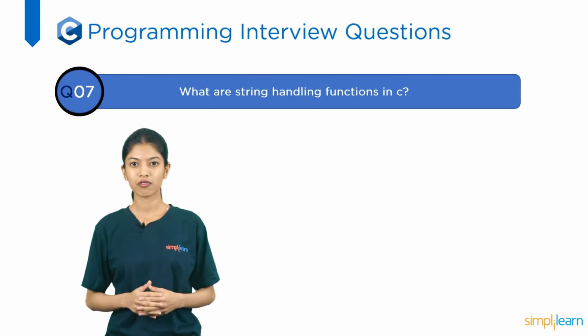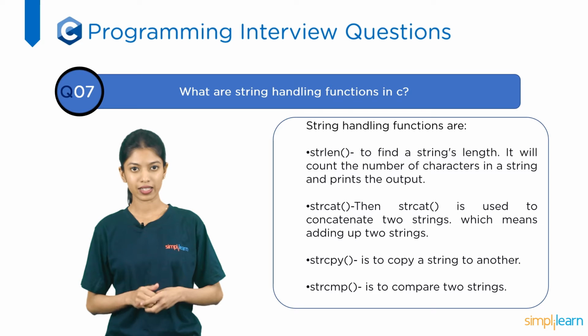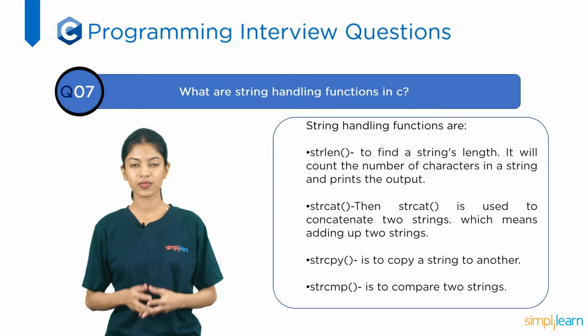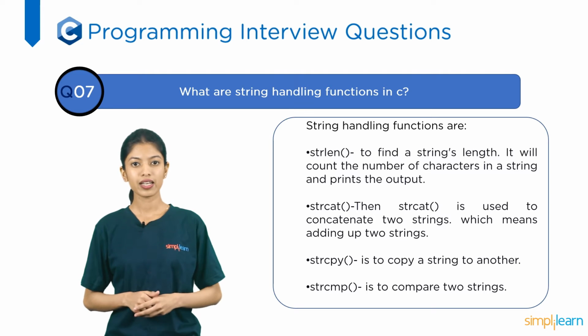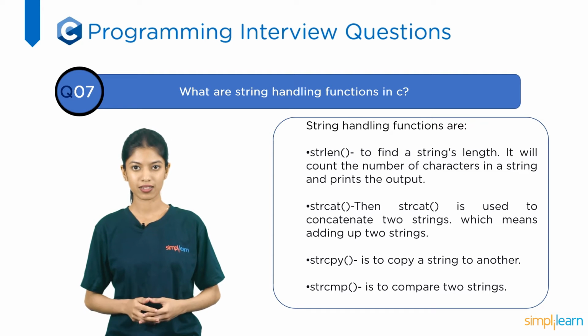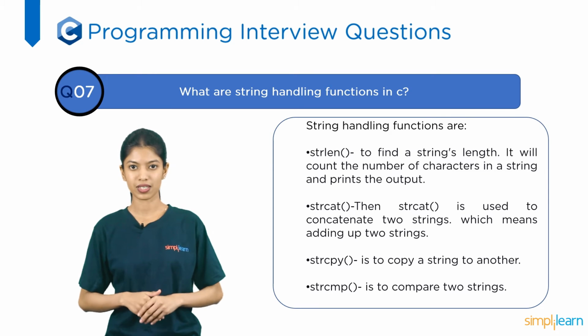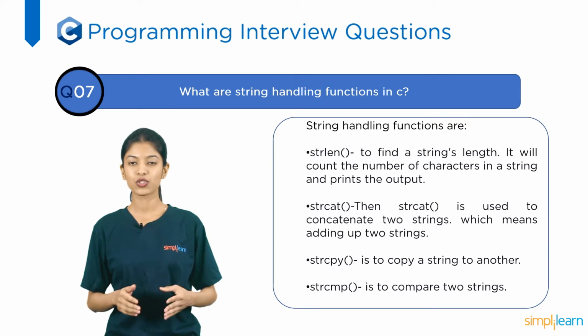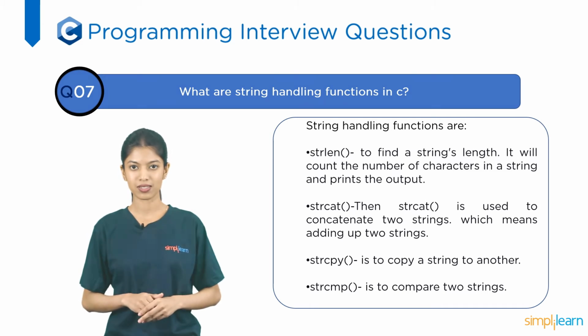What are the string handling functions in C? String handling functions are strlen, strcat, strcpy, and strcmp. strlen is used to find the string length. It will count the number of characters in a string and print the output. Then, strcat is used to concatenate 2 strings, which means adding up 2 strings. strcpy is to copy a string to another. strcmp is to compare 2 strings.